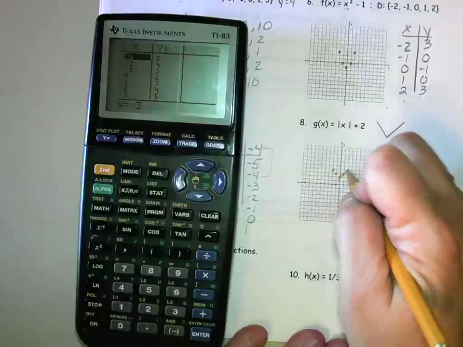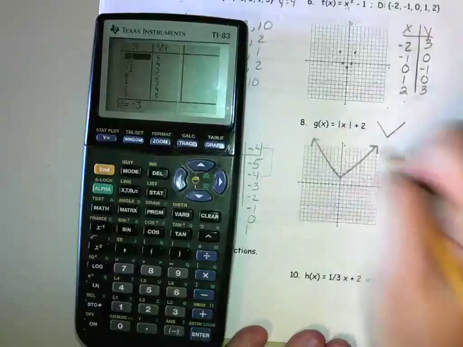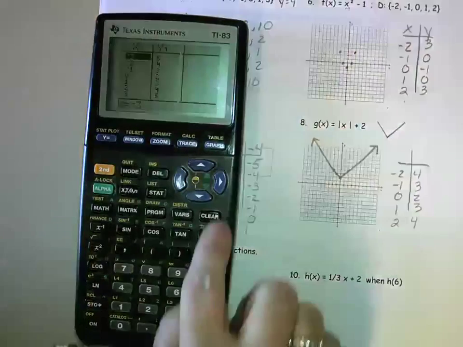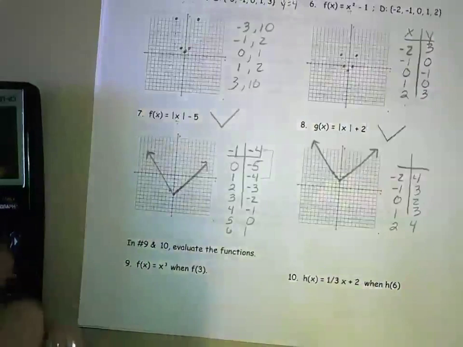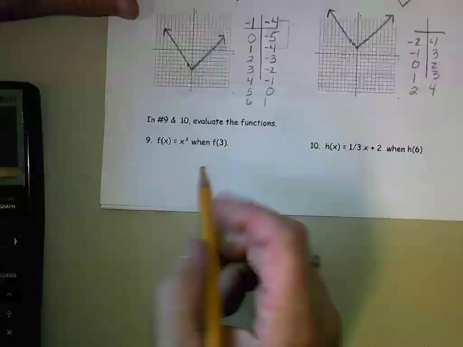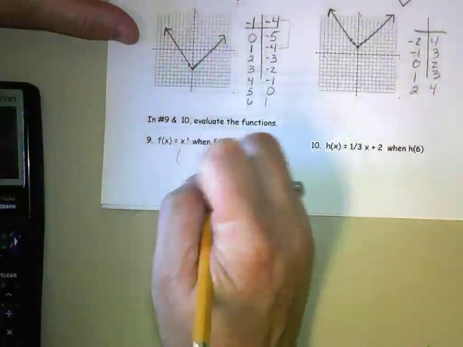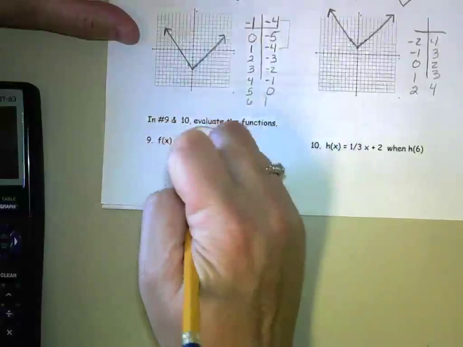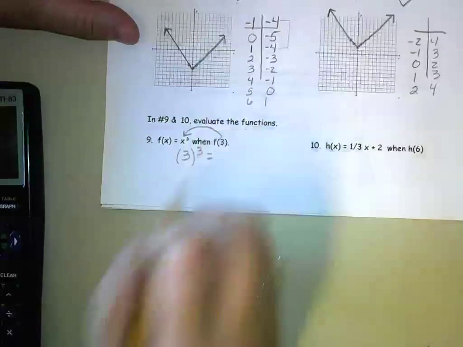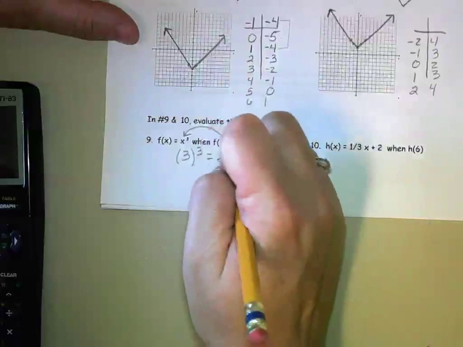And when you graph those, you can see your V shape, and you should put the arrows on those. 9 and 10, we are asked to evaluate the functions for f of x equals x to the third for f of 3. So we're going to put 3 in there to the third power. 3 times 3 is 9, times 3 is 27.